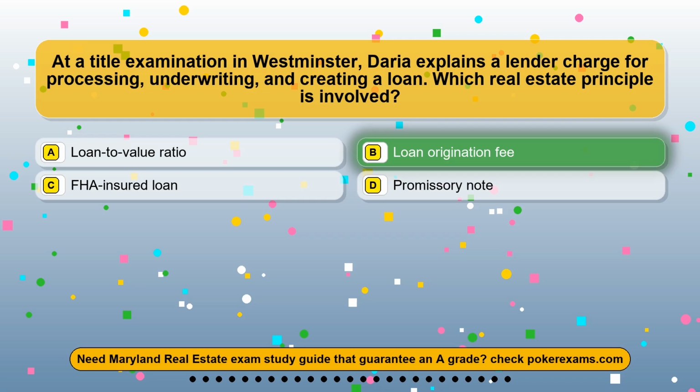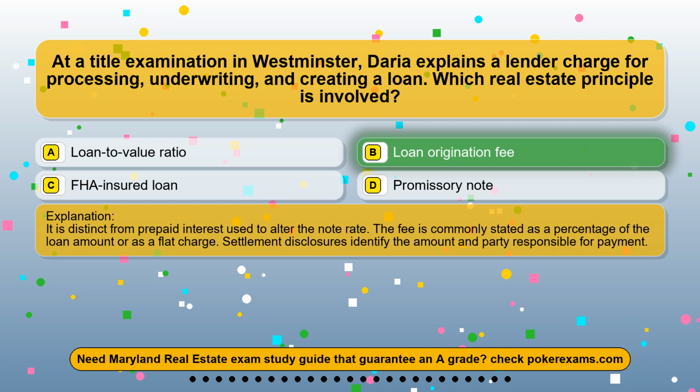The correct answer is option B, loan origination fee. It is distinct from prepaid interest used to alter the note rate. The fee is commonly stated as a percentage of the loan amount or as a flat charge. Settlement disclosures identify the amount and party responsible for payment.